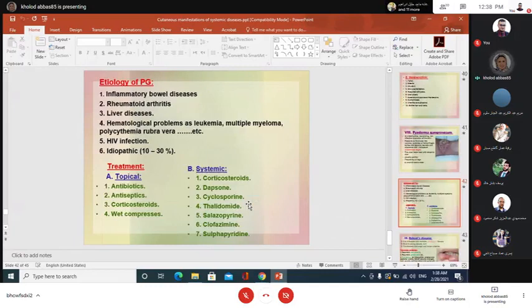The common problems or causative agents مالتها inflammatory bowel disease, Crohn and ulcerative colitis, rheumatoid arthritis, liver diseases, some hematological malignancies like leukemia, multiple myeloma, HIV infection, and 10 to 30% have an idiopathic origin. Treatment, يعني أكثر dramatic response للcorticosteroids.